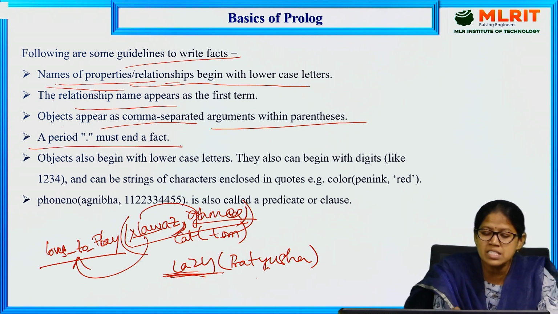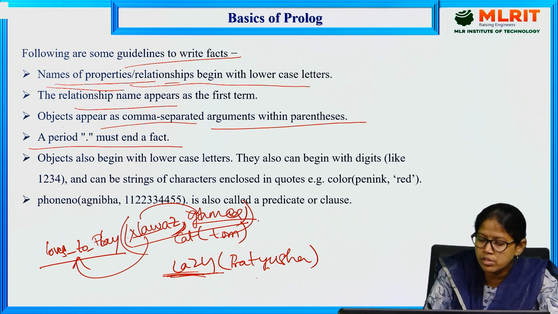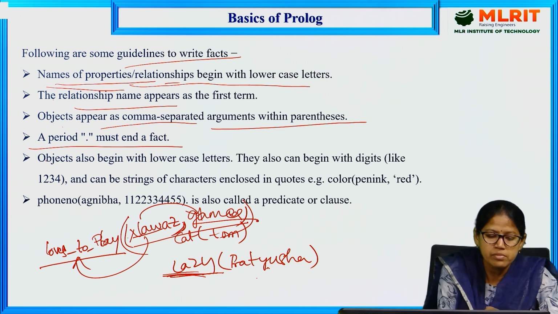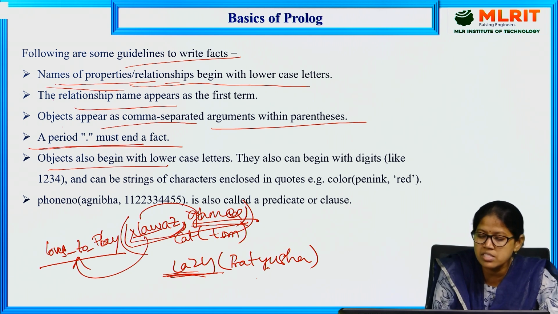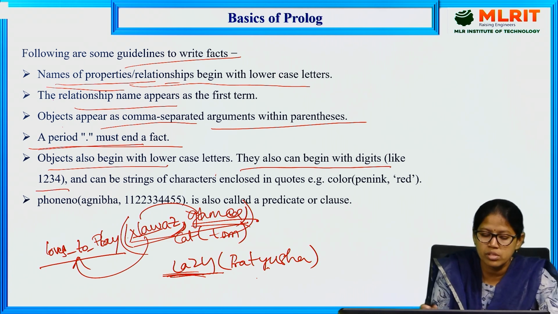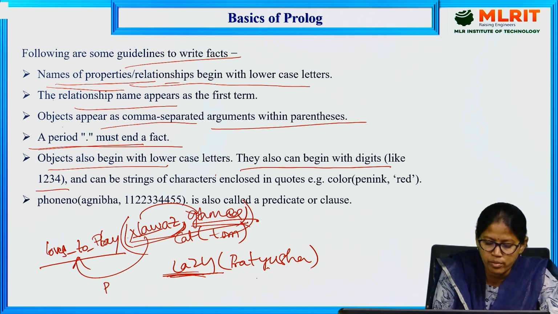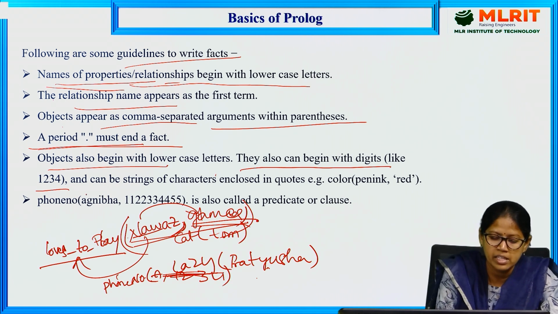A period must end a fact. So after writing this data, we should put a period. A period must end a fact. Objects also begin with lowercase letters. So here Navas and games also begin with lowercase letters. They can also begin with digits like 1, 2, 3, meaning a phone number. If you want to write a phone number, then we can write like this. A phone number is 1, 2, 3, 4. Like that we can write.